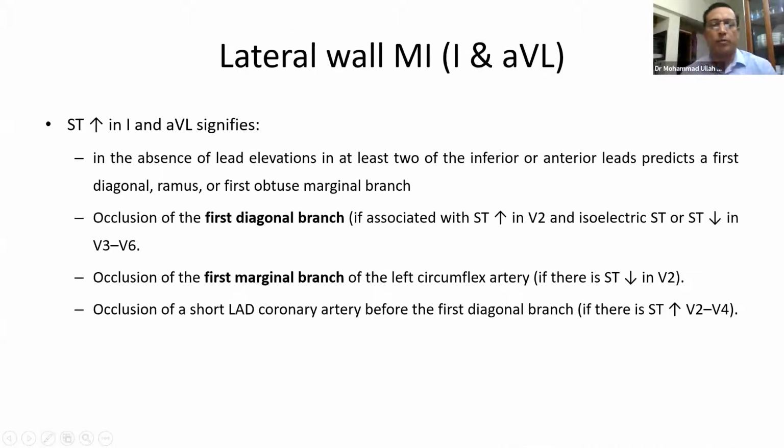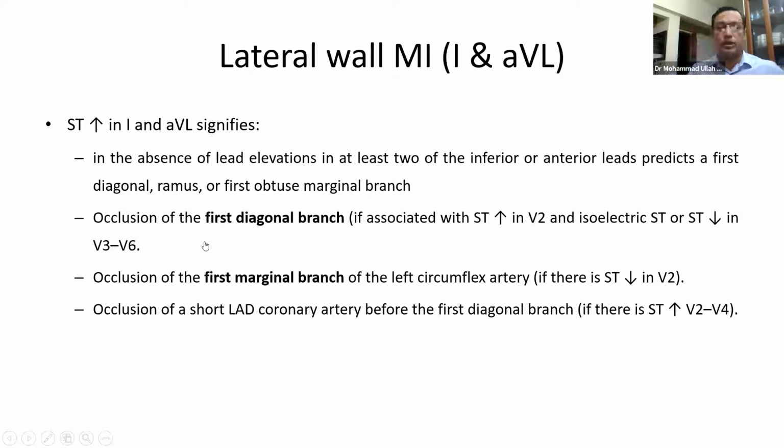Sometimes you can get lateral wall MI only in the lead 1 and AVL. And this lateral wall is supplied by the left circumflex artery through its OM branches. It can also be by means of the first diagonal artery. It may be by the ramus intermedius artery. How can we differentiate all these three things?